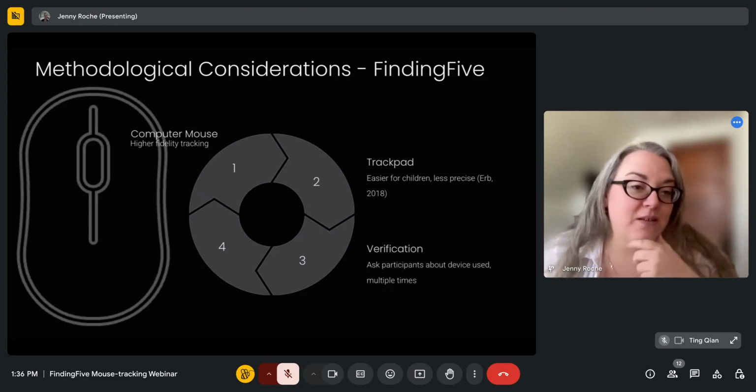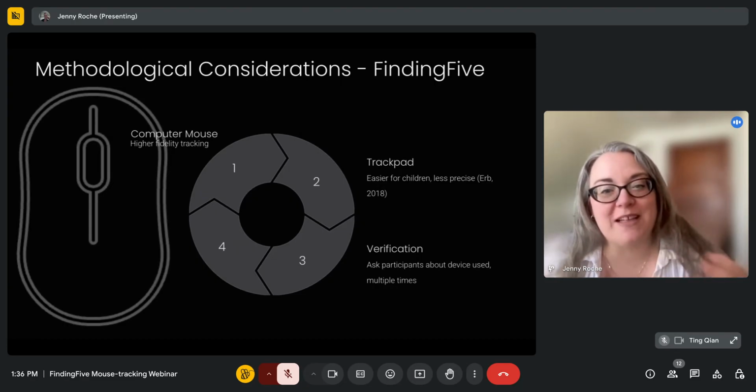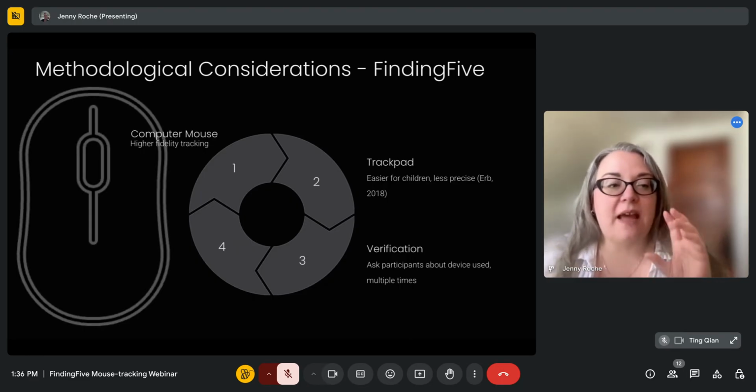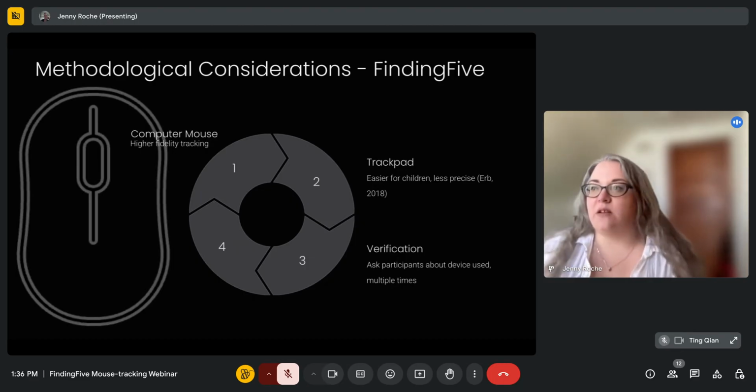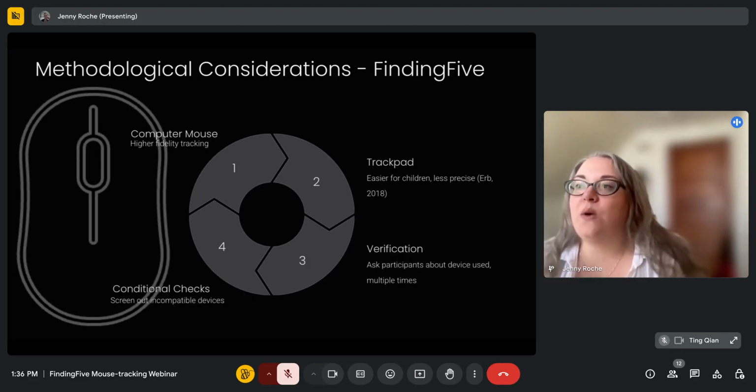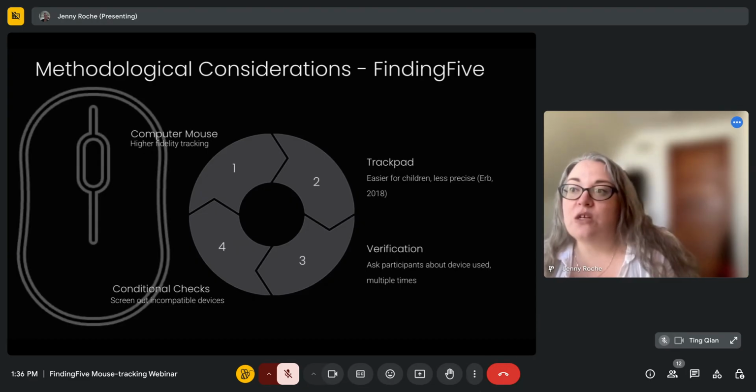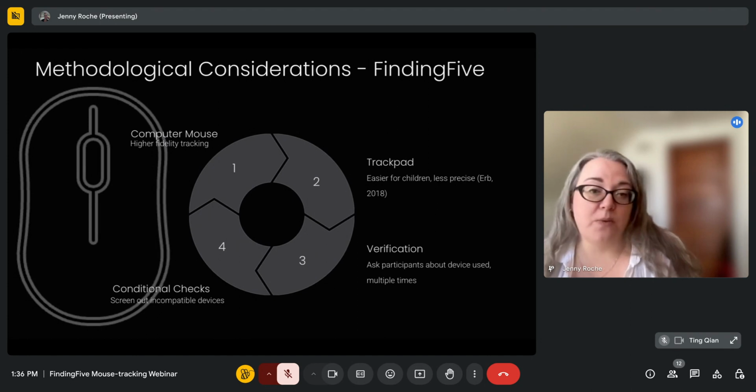And like 20% use a trackpad. So it's really, really important that you are asking them multiple times the type of device that they're using. And we have actually just been playing around with conditional checks. So this allows us to screen out incompatible devices.